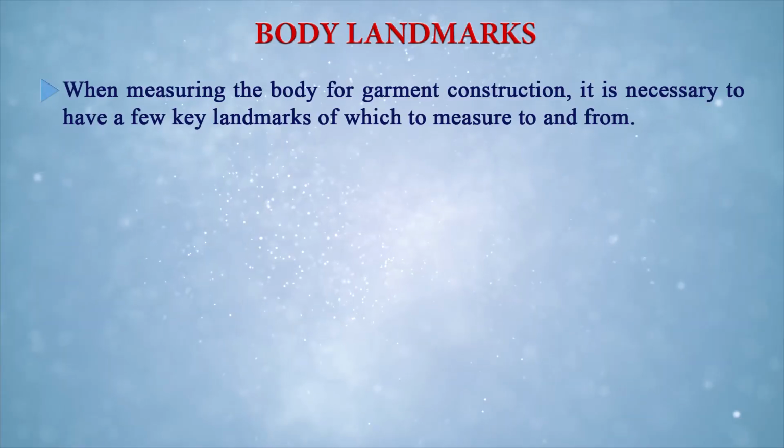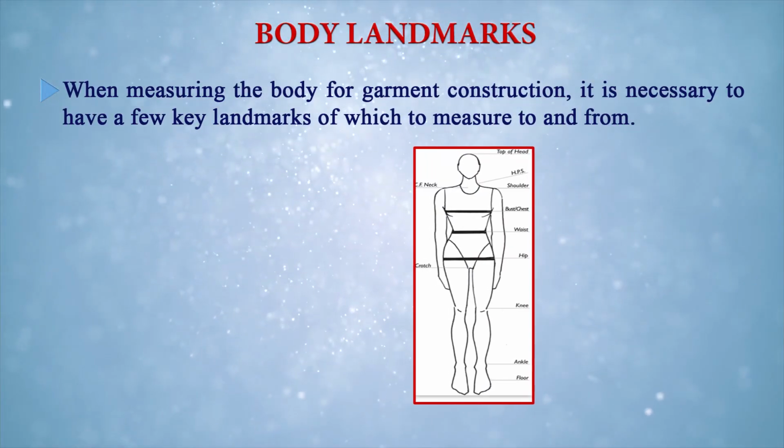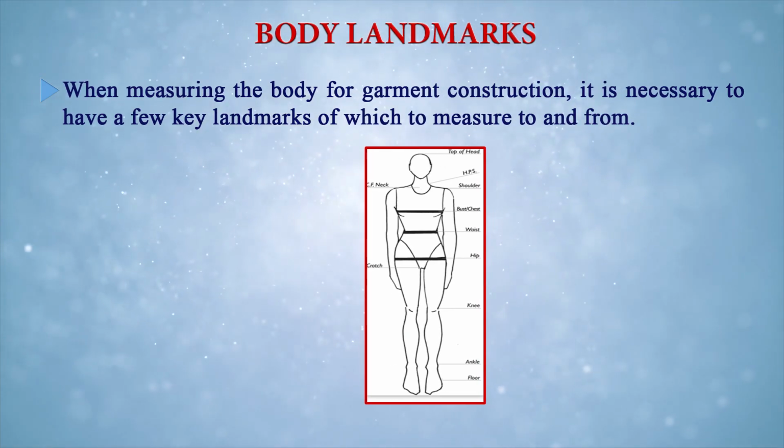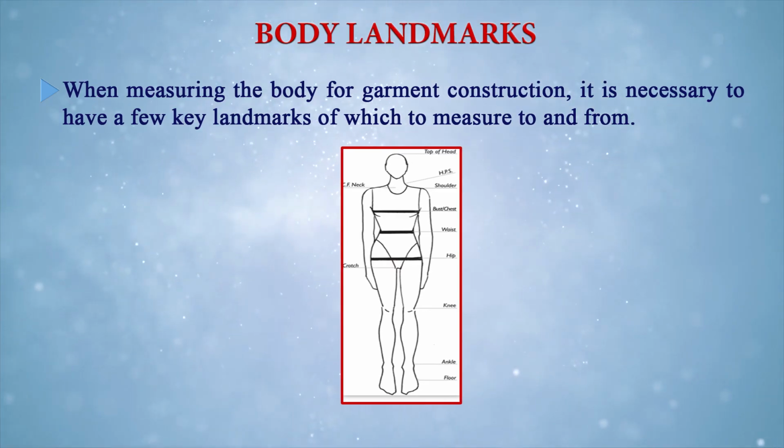Then there are different body landmarks we see in our body, because we talked about the process of taking measurement. In that we discussed the three types: the girth, horizontal and vertical. But there are also some different body landmarks in our body which should be kept in mind while taking a body measurement. When measuring the body for garment construction, it is necessary to have a few key landmarks from which the measurements are created and formed.